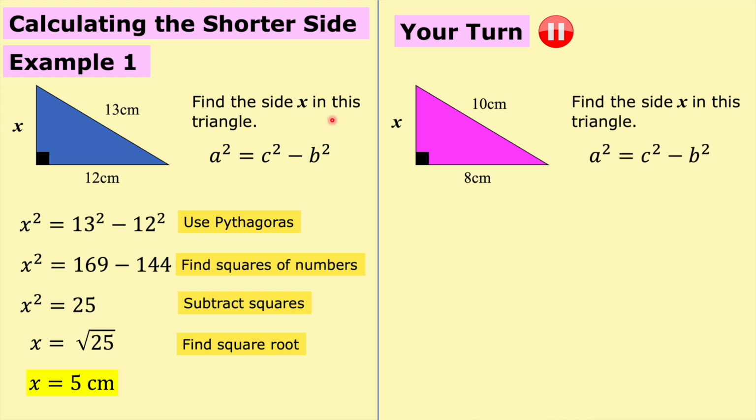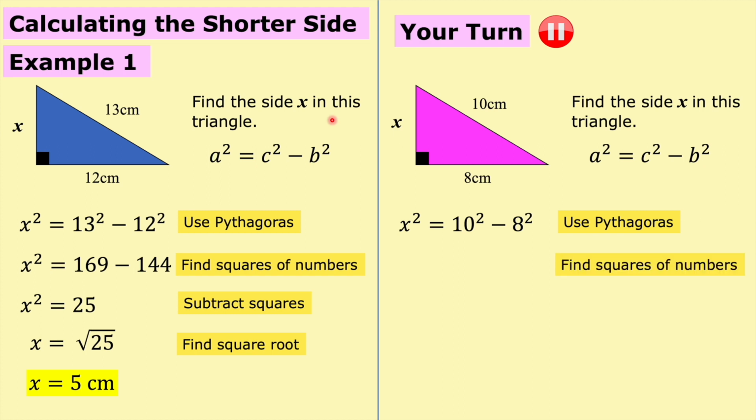So we're going to be using that same formula, a squared equals c squared subtract b squared. Using Pythagoras to substitute in, you should have your first line, x squared equals 10 squared subtract 8 squared. Then you're going to figure out the squares of those numbers, so 10 squared is 100, 8 squared is 64. Then we're going to subtract, so 100 take away 64 is 36.